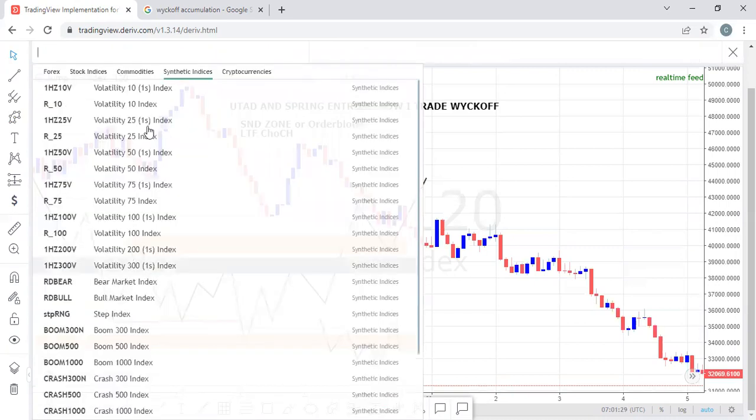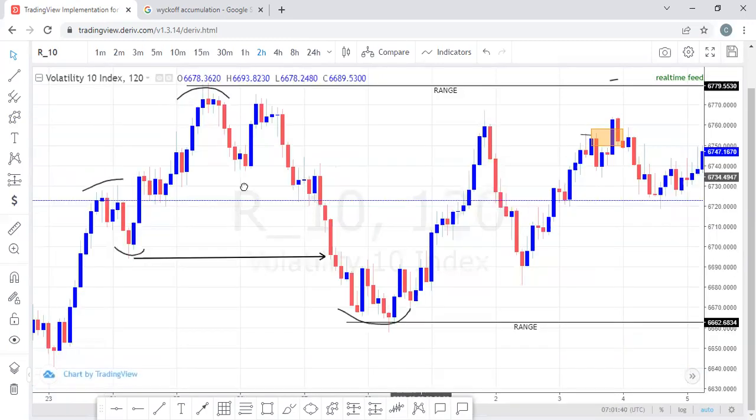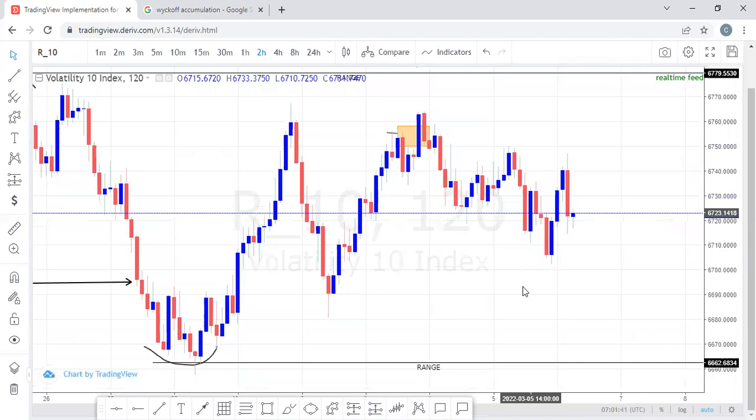Was it on step index? Okay, was it this 10 or something? I can't really remember the asset, but I hope you get the point. So I kind of marked this up. Wow, this is beautiful.